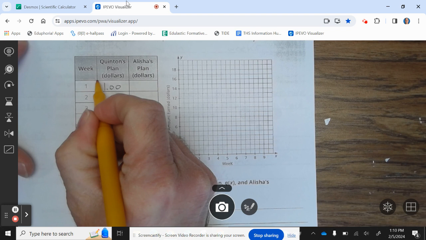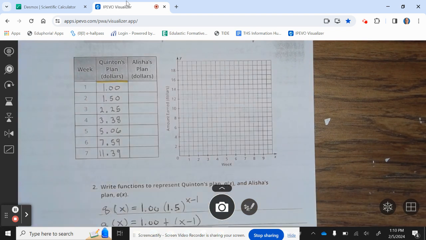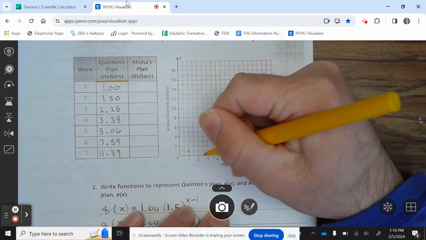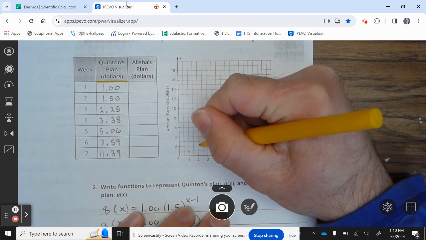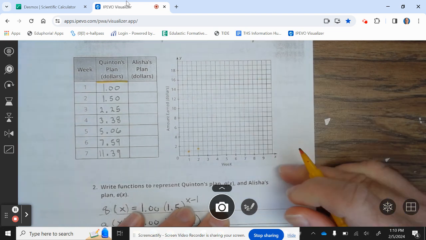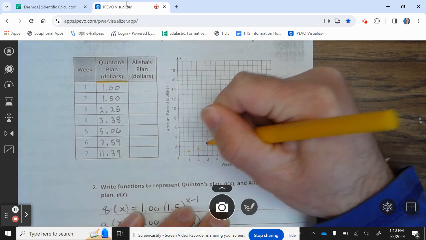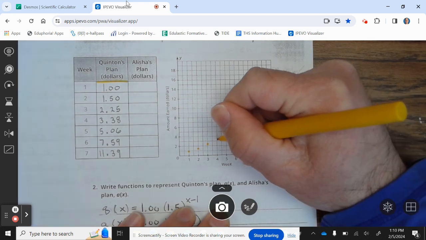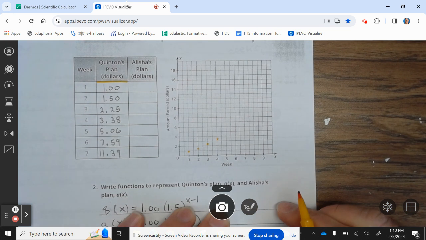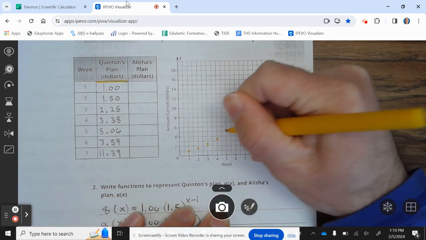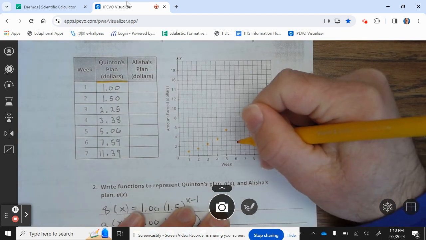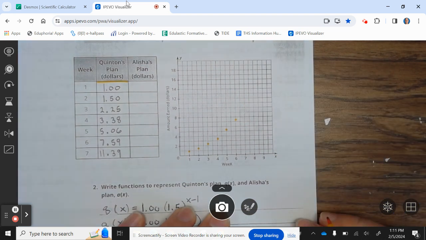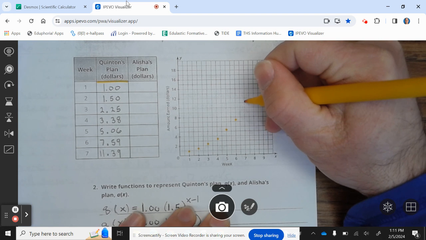All right, let's go and graph Quentin's points in yellow. So 1, 1, 2, 1.5 is about right there. 3 is 2.25, about right there. 4 is 3.38, which is about right there. 5 is 5.06. You're going to have to approximate. 6 is 7.59. And 7 is 11.39.